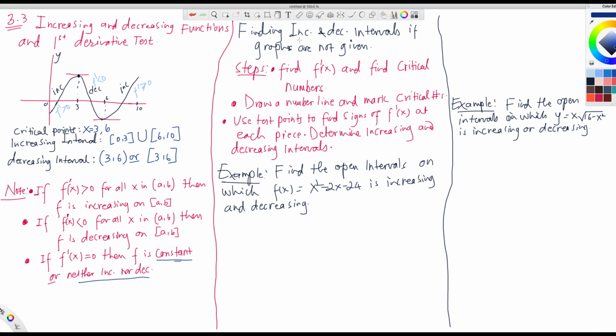So there are steps to find the increasing and decreasing intervals if graphs are not given. If the graph is given, you can look at the graph and see where it is increasing and where it is decreasing.